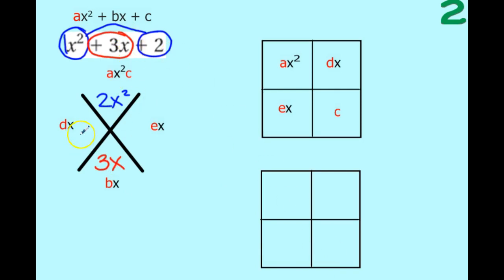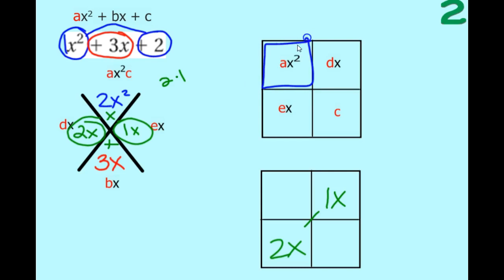We need to figure out what two terms multiply to get 2, but add to get 3. Well, the only things that multiply to get 2 are 2 and 1. So they each need an x to give us x squared. 1x plus 2x, yep, is 3x. So these two side terms are what are going to go in our diagonal here, the ones that we would have combined together before. So 1x and 2x. Again, doesn't matter which one goes where.